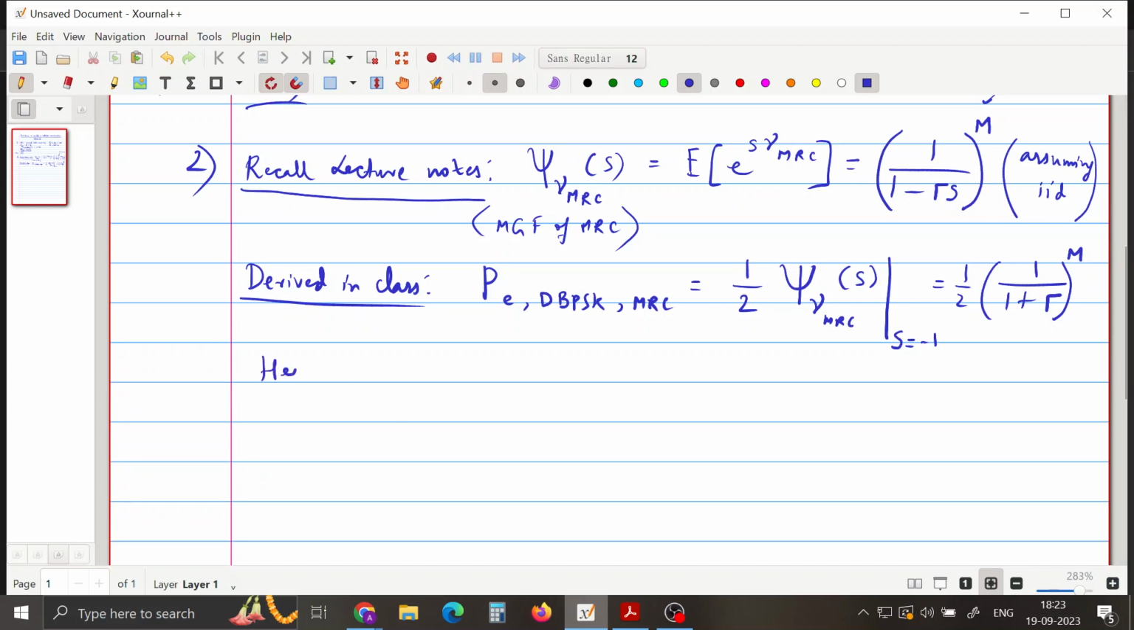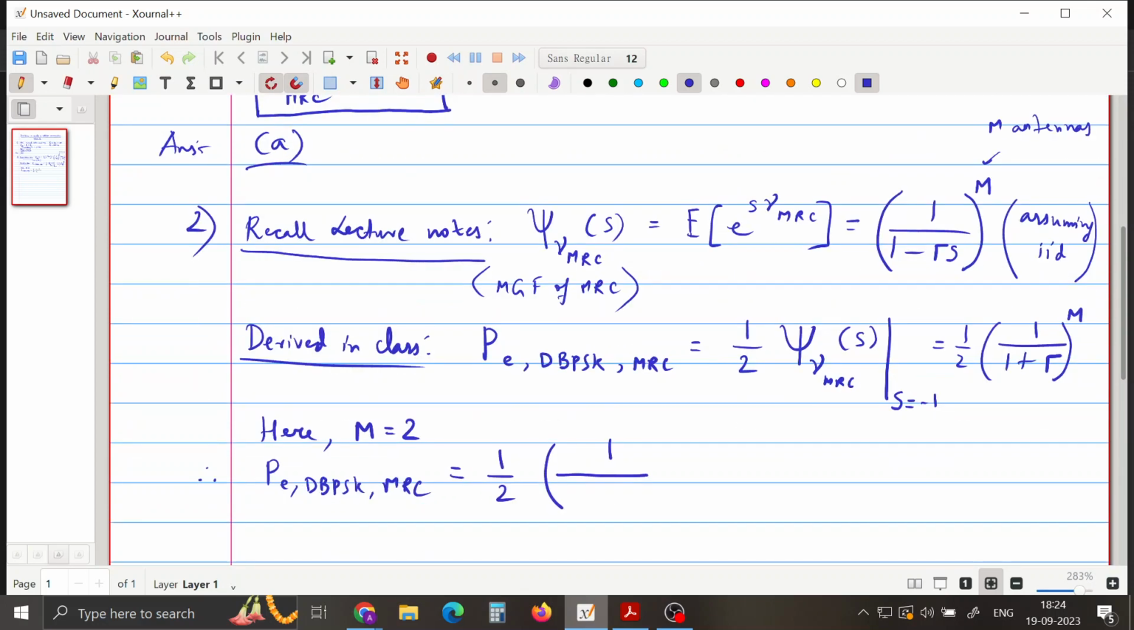In our problem, how many antennas are there? There are 2 antennas, m equals to 2, correct. So if I put m equals to 2, then what do I get? This will be half. And now one more thing, this situation is the product of such terms, but assuming IID, we are assuming that they have the identical average SNR for all the m branches.